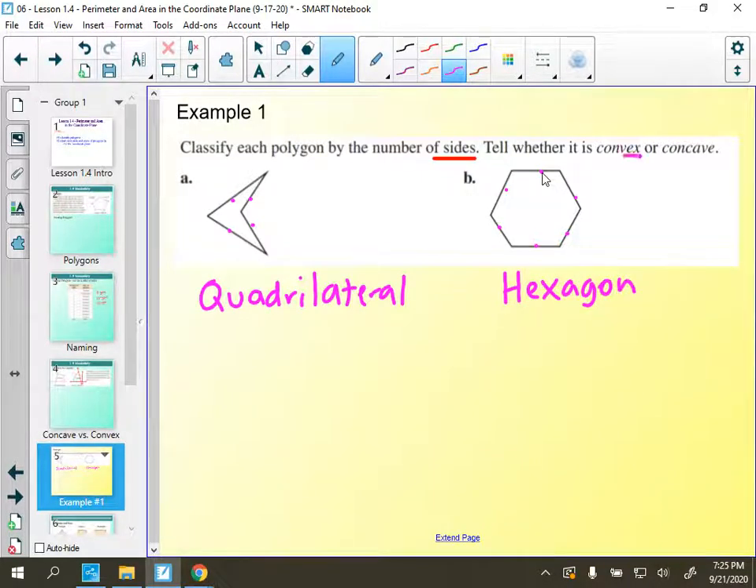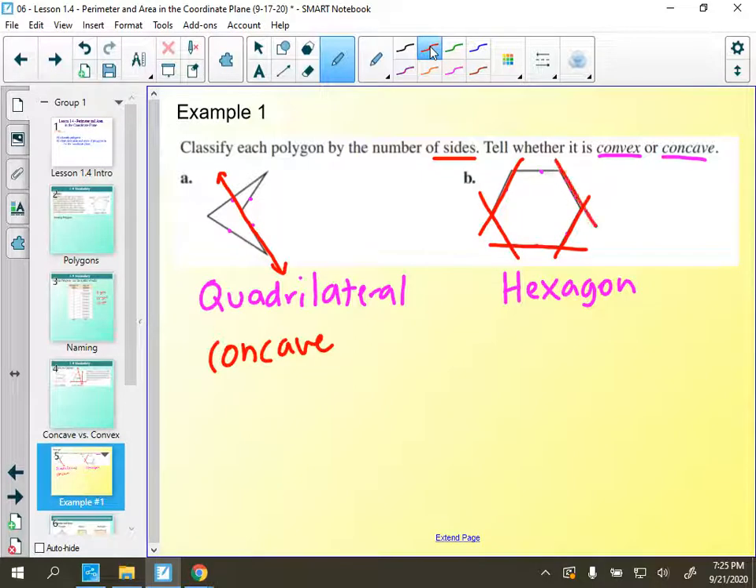And then is it convex or concave? So here we can see what we had just talked about. Here's my check: if I extend this side, whoops, we're passing through the polygon. That makes this concave. Whereas here, every side that I try to extend, I always just stay on the sides of the polygon, which makes this convex. All right, so straightforward application of some of the vocab we just covered.